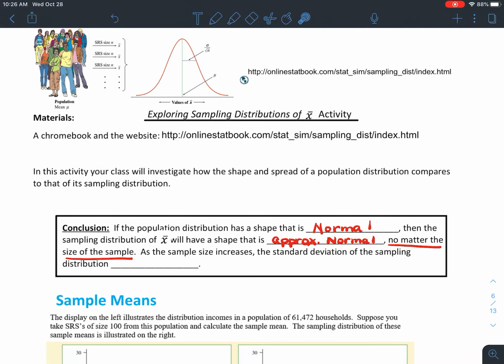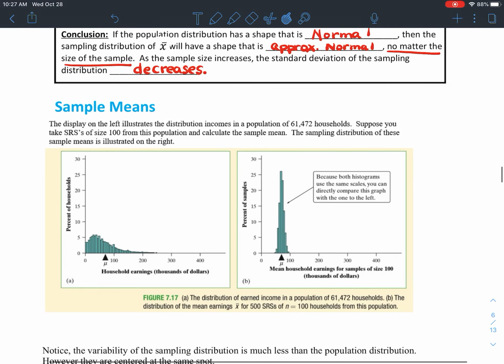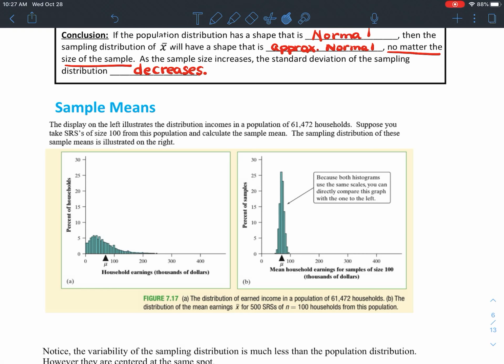Okay, the other thing that we were looking at is how it affects the standard deviation of your sampling distribution as the sample size increases. It definitely causes the standard deviation to decrease. Okay, the standard deviation decreases. So it really starts to shrink in much closer around where that true population mean is. We can see this pictured below.